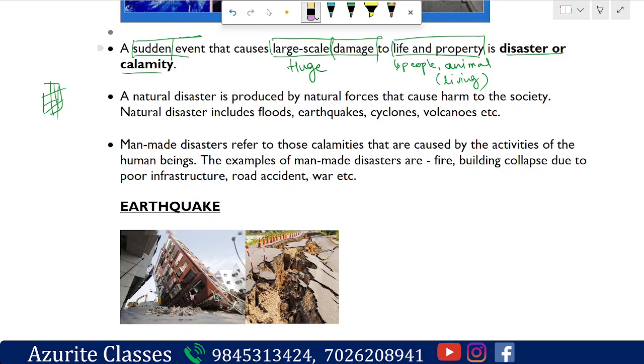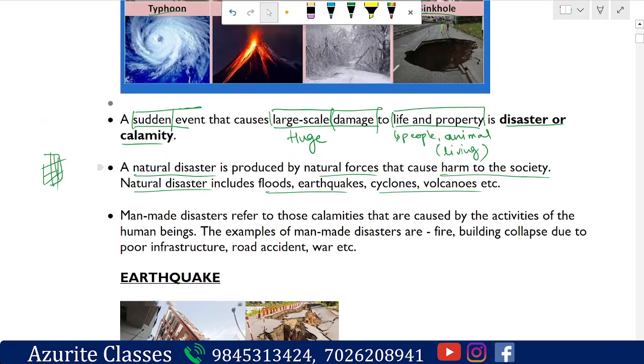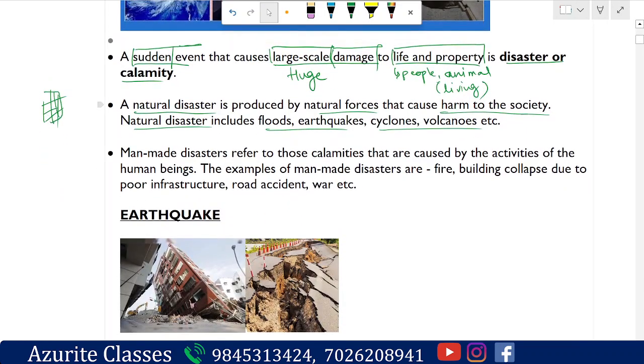Okay, good. So the next point is, a natural disaster is produced by natural forces that cause harm to society. Natural disasters include flood, earthquake, cyclones, volcanoes, etc. We just now saw, right? Some of the examples. So it is natural. If it is man-made, then that is different. Man-made means we make it, right?